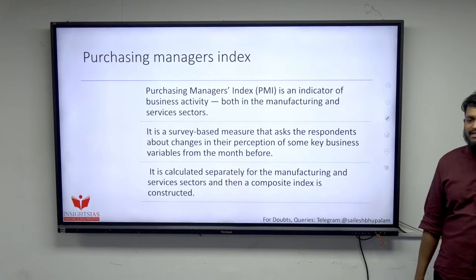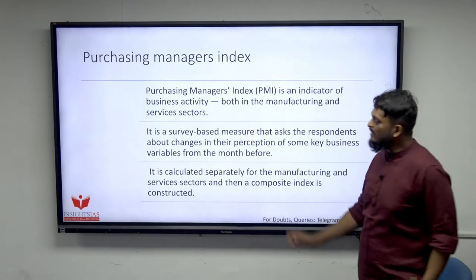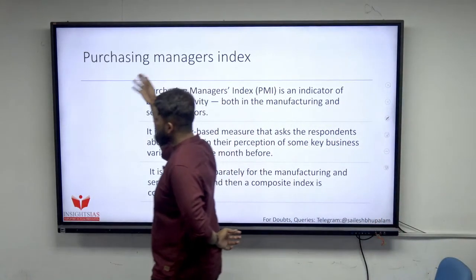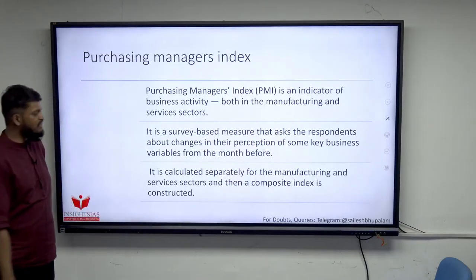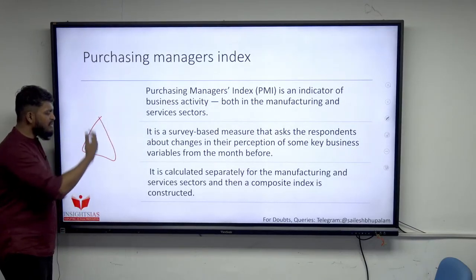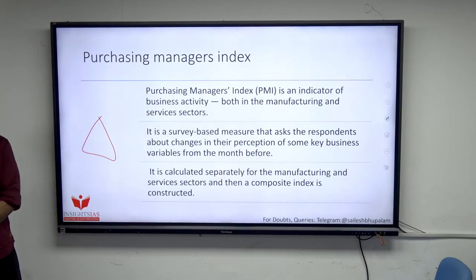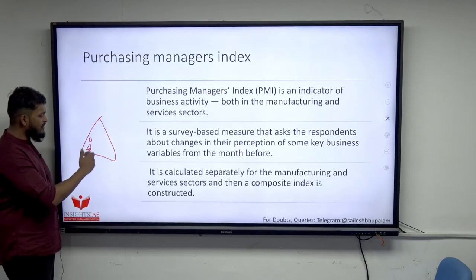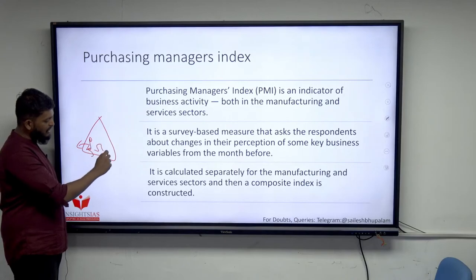Then purchasing manager's index. Purchasing manager means, you can expect by now by looking at it. Manager means this person is working in a factory somewhere or industry. Purchasing manager means, what is his probable responsibility? Purchasing. Usually what does an industry purchase? Raw materials. If a purchasing manager has to purchase raw materials, based on what does he make his decision? How much production has to happen?